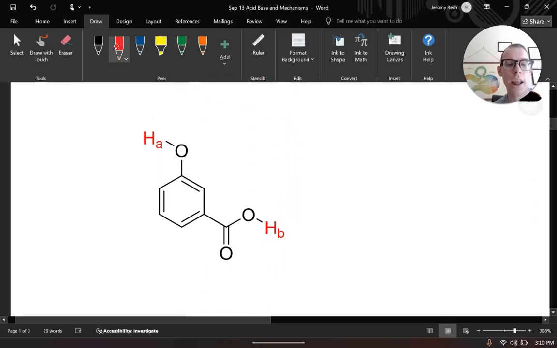Next, let's look down at our third structure. Here we have a benzene ring, that's that 6-membered ring. We have a HA that is connected to an oxygen, and then HB, which is connected also to an oxygen. Go ahead and think about between A and B, which you think is most acidic and why.